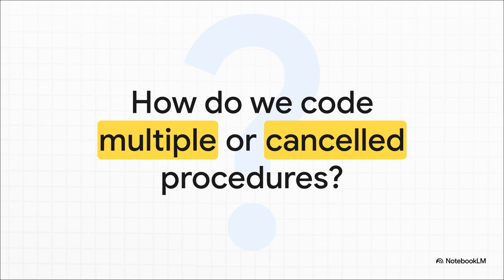But let me leave you with a bit of a provocative question to think about. How do we code a surgery that involves multiple distinct procedures all at once, or even worse, gets canceled halfway through? That is exactly what we are going to tackle in Part 29, Multiple Procedures and Discontinued Operations.